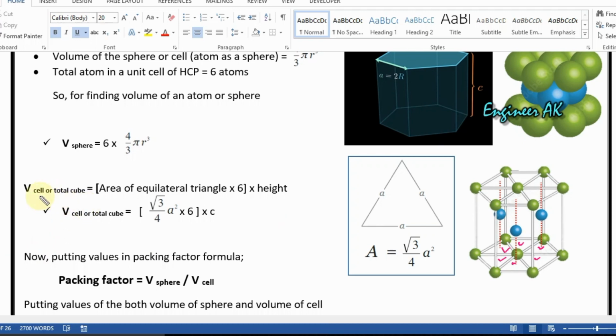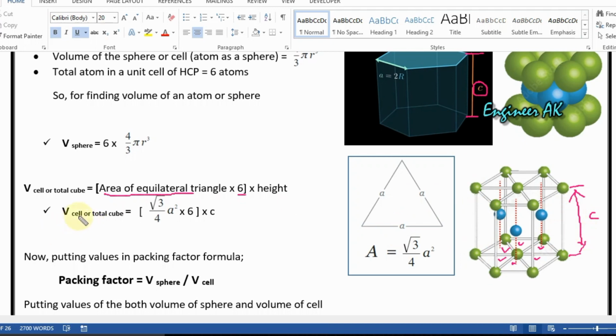So here I have written the area of the equilateral triangle, and there are 6 of them, 1 2 3 4 5 6. So I multiply it by 6 because there are 6 equilateral triangles, and then I multiply it by height, right? In this diagram I have mentioned that the total height is C, this distance from here till here. If I multiply this area by this height, I will get the volume, right?